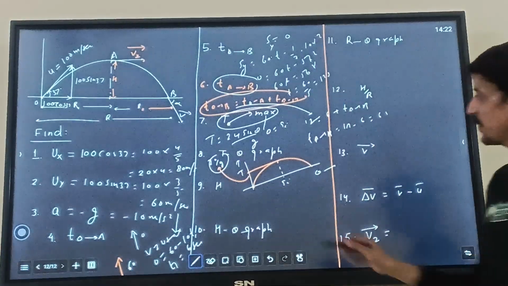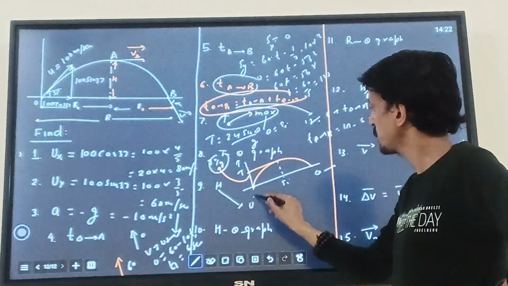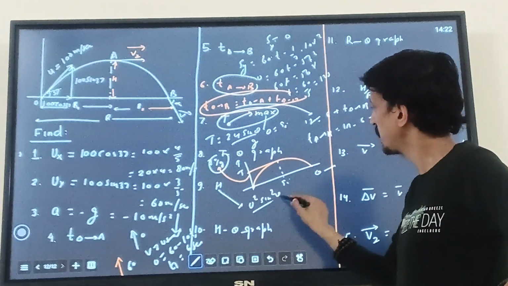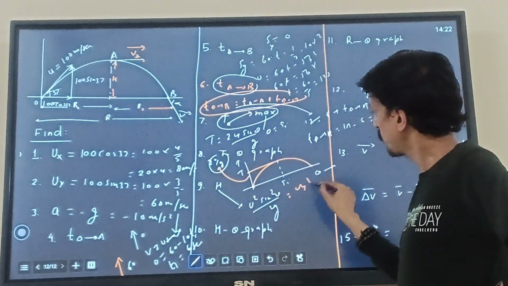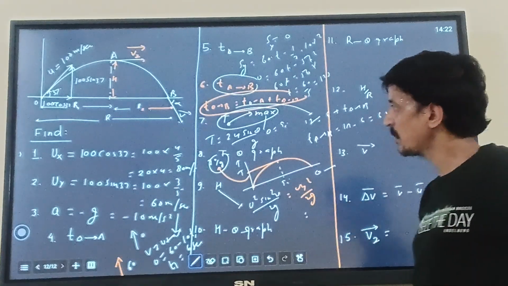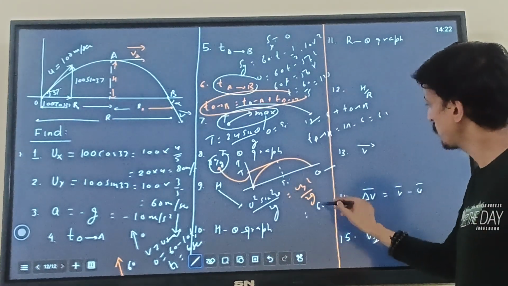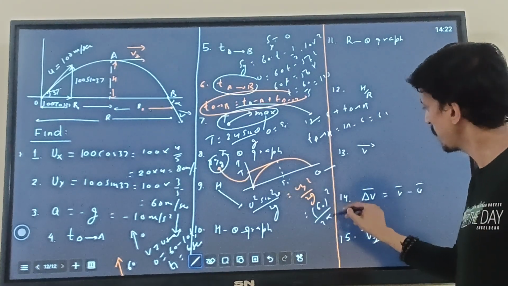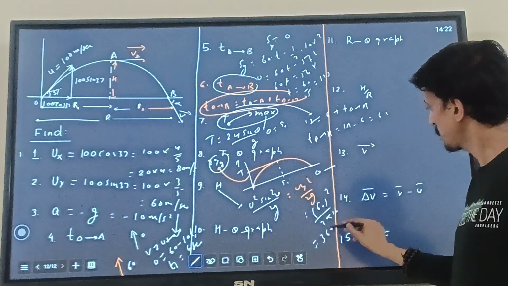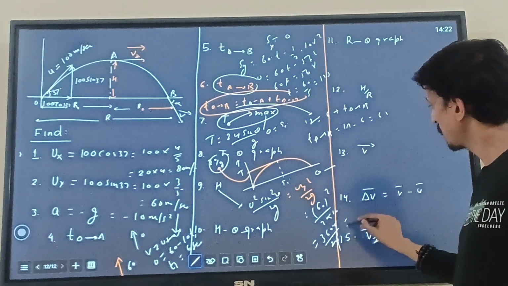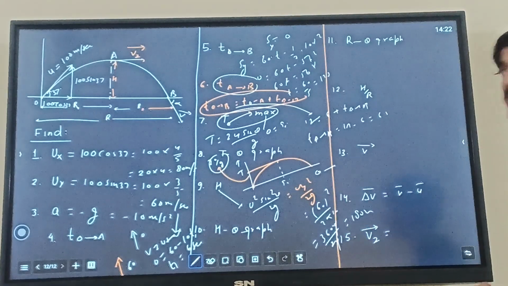Then we have height. So maximum height here is u square sin square theta by 2g. Vertical velocity initially is 60, so that will be 60 square by 2 into 10. 60 square is 3600, this is 20. So after calculations we have 180 meter as the maximum height.